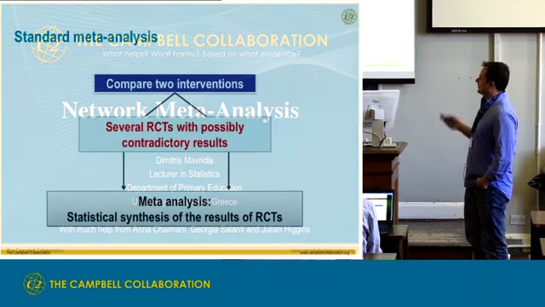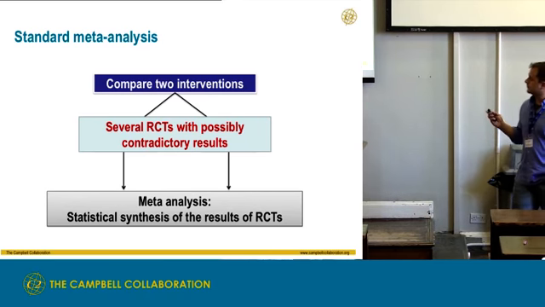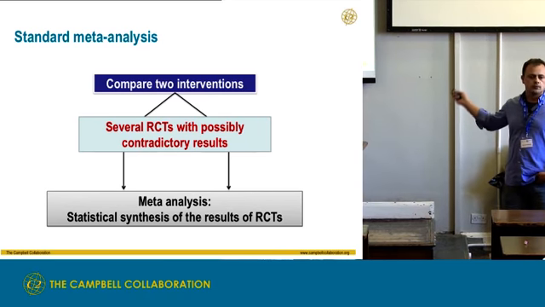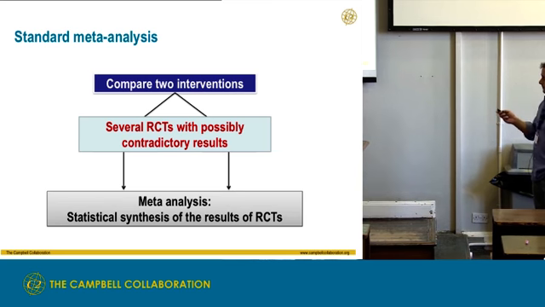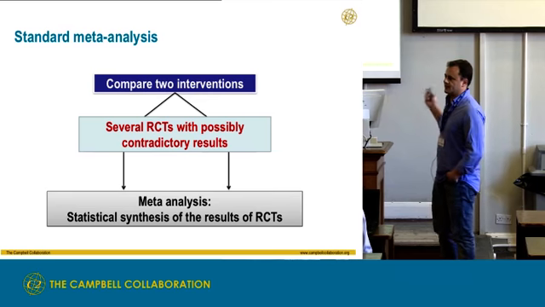So I will start with standard meta-analysis. Suppose that we have 2 interventions that we want to compare the relative effectiveness between them. I have used an example with 2 antidepressants, fluoxetine and sertraline.